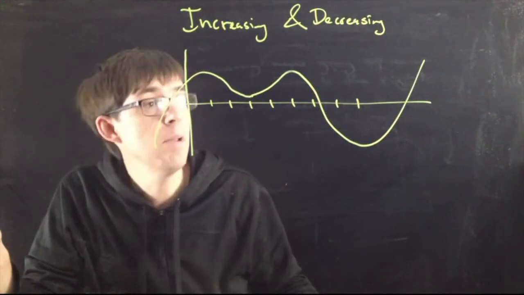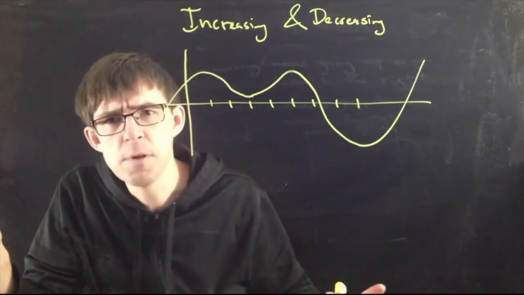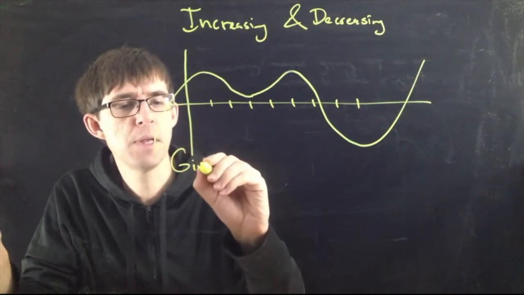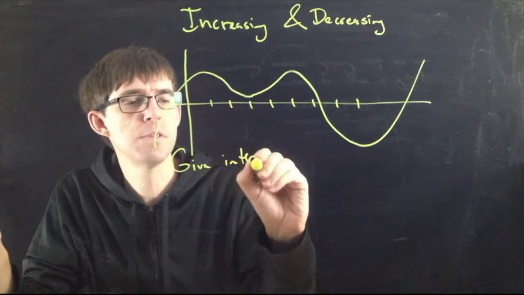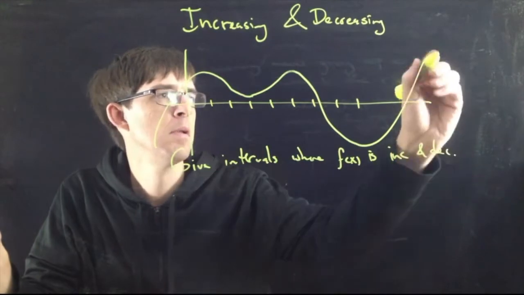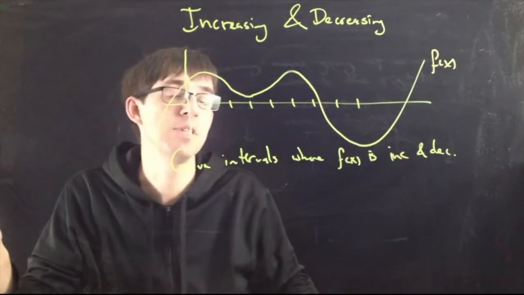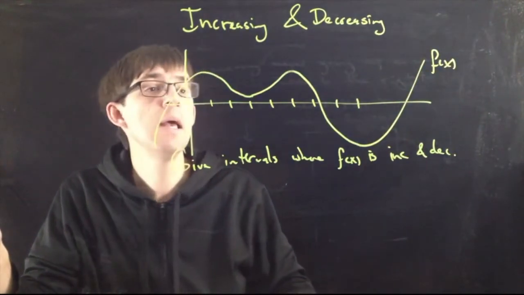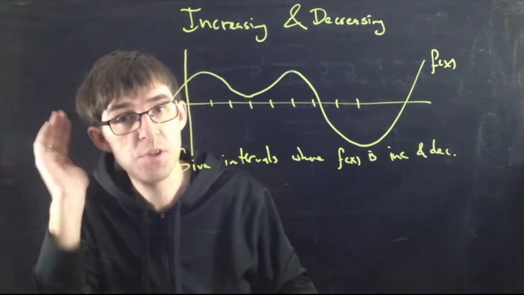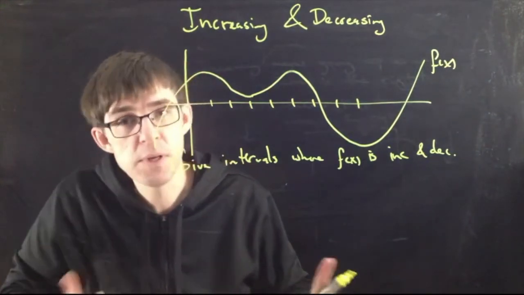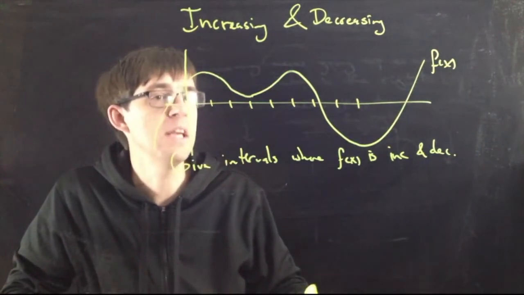Here's another example of a function. I want to be a little more specific here. This is a typical problem you will encounter: give intervals where f of x is increasing and decreasing. So where is it increasing and where is it decreasing? You look at the picture, you just decide where it is going up as you move to the right, where it is going down. But you want to express those answers in terms of intervals.